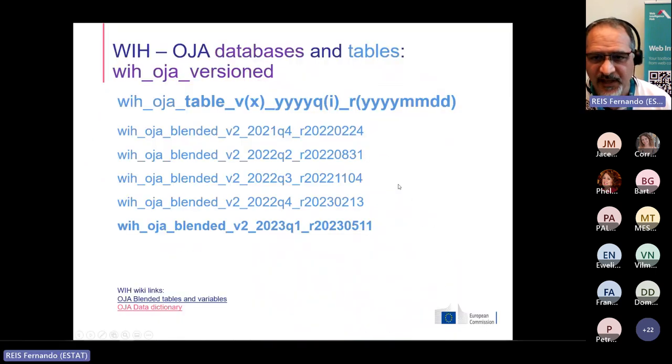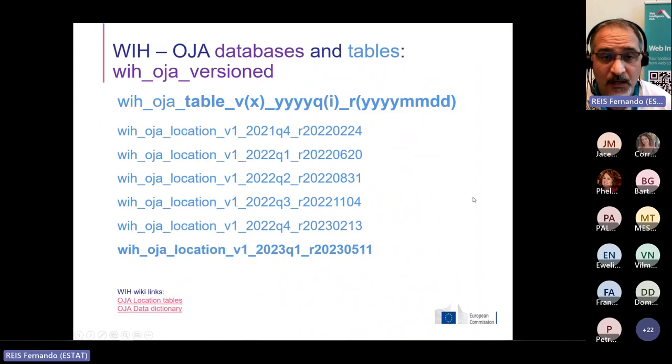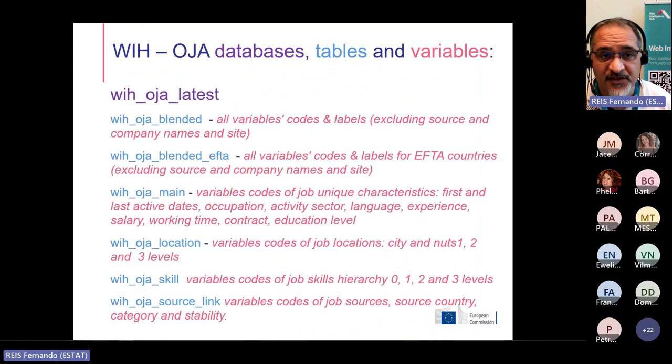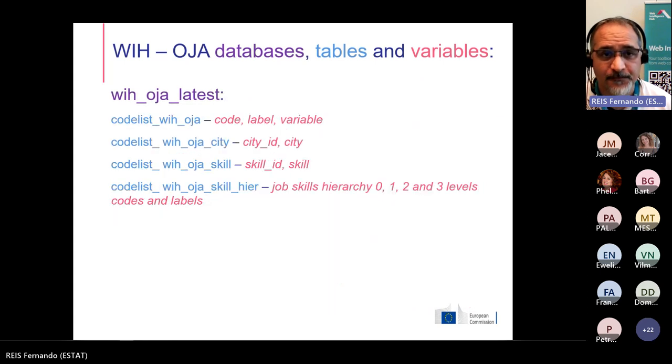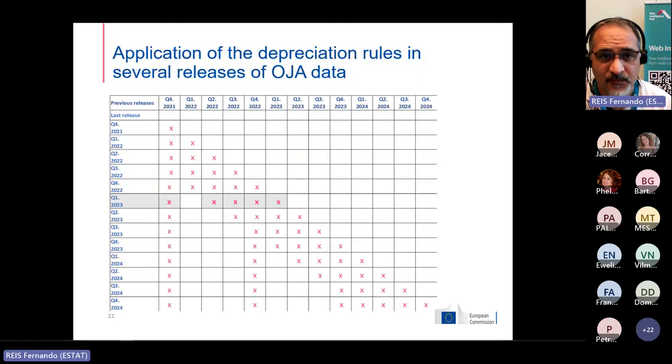So coming back to the slides. You have a description of what we have in these, the blended everything, and then what we call the normalized ones, and the code lists.